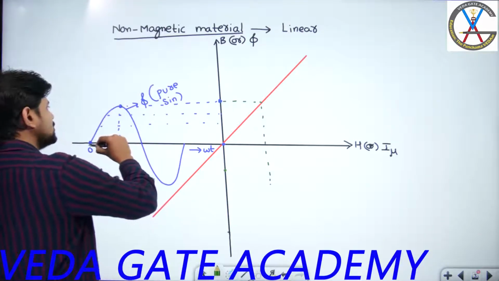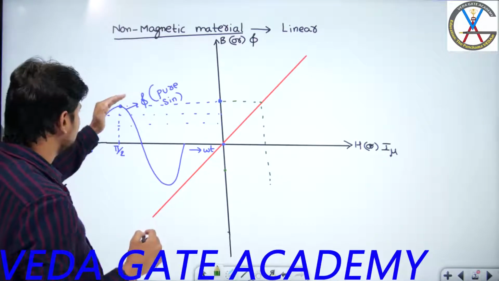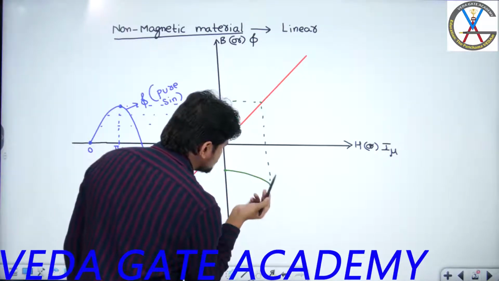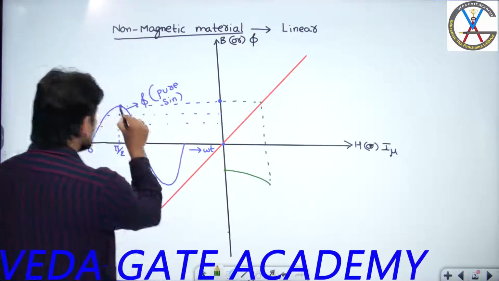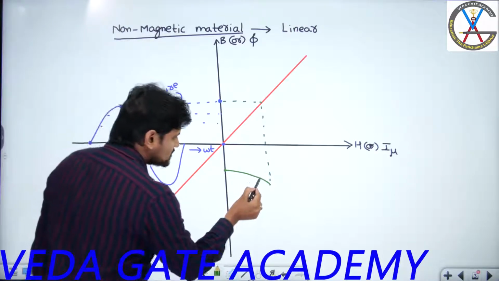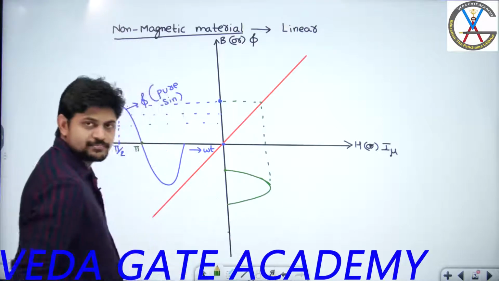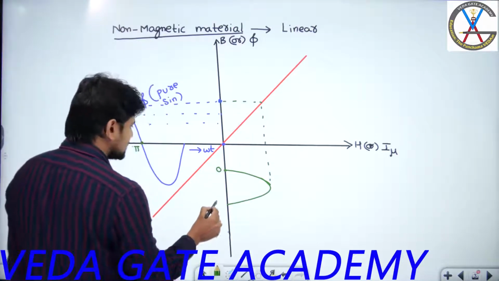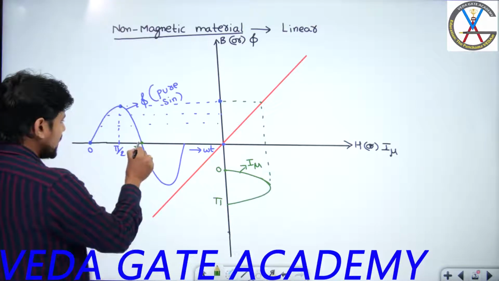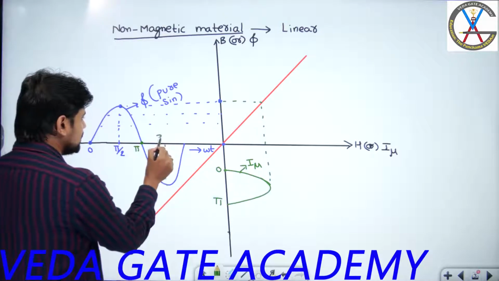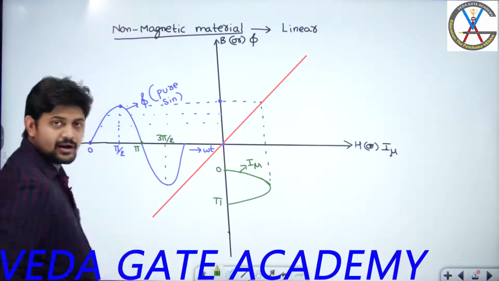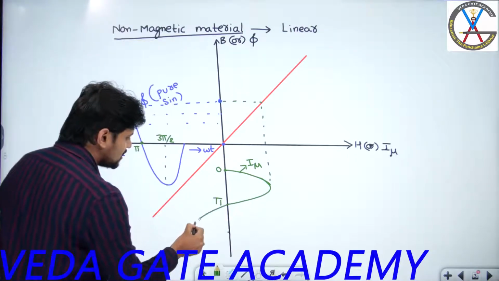If you observe 0 to pi by 2, the flux is increasing in a linear fashion. Since it is a linear shape, obviously my magnetizing current also increases in a linear fashion. And again from pi by 2 to pi, my flux is decreasing towards 0, so this magnetizing current is also going to decrease to 0. So this is the 0th point, this is the pi point, and this is the magnetizing current. Again from pi to 3 pi by 2, my flux is increasing in sinusoidal fashion in the other direction, so my magnetizing current also increases.